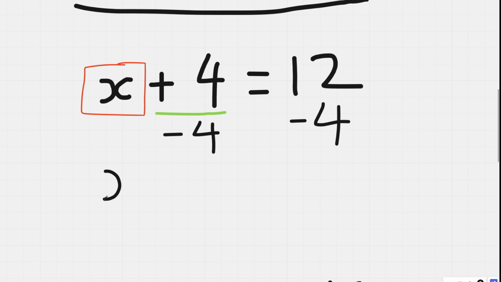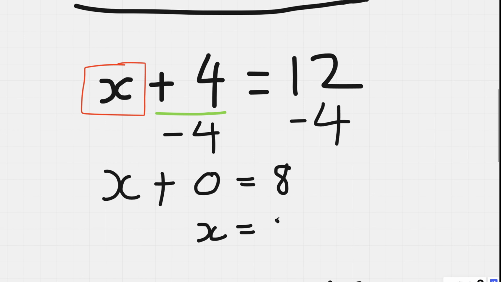So now I have x, and then 4 minus 4 is 0. So I'll just write that. x plus 0 equals 12 minus 4 is 8. And x plus 0 is just x. So x equals 8. So that's our first question.